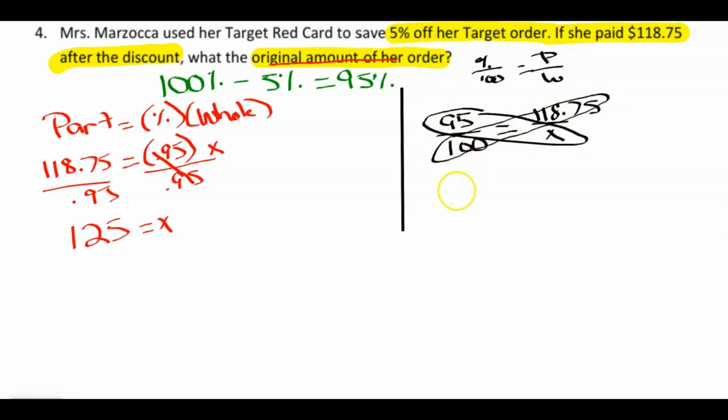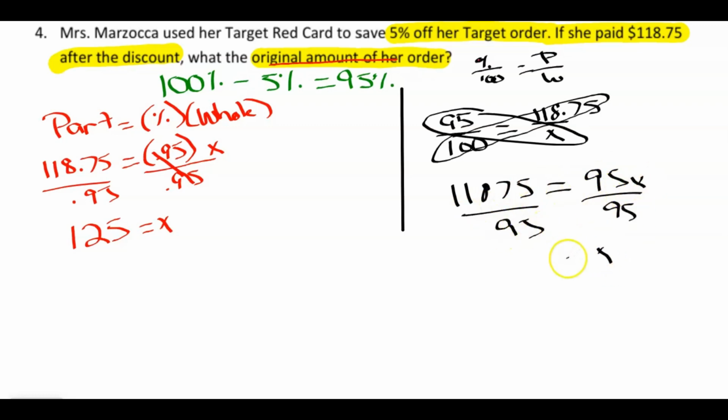And when we do that, we get 11875 is equal to 95x. Divide both sides by 95. We get X is equal to $125 to represent the original price. Alright, just wanted to show you that really quick.